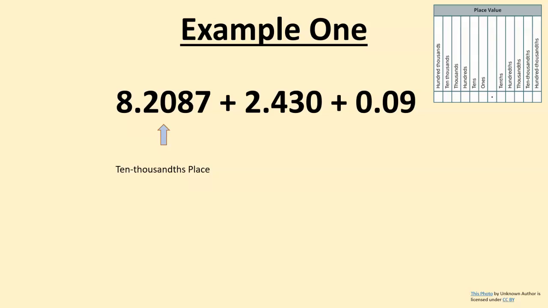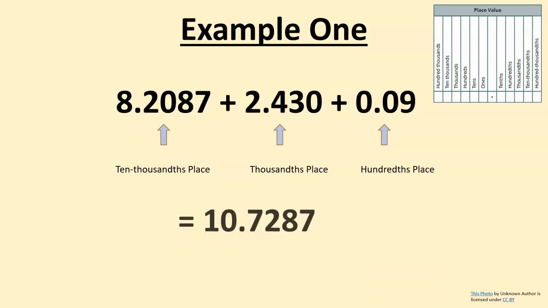Now our first number is in the 10,000ths place. If I look, there are 1, 2, 3, 4 place values beyond the decimal, and if I look at my place value chart over on the right hand side, I see that my fourth from the decimal is going to be the 10,000ths place value. The next one is 2.430. That's going to fall in our thousandths place, and then of course our 0.09, which falls into our hundredths place. Let's take these numbers, plug them right into our calculator.